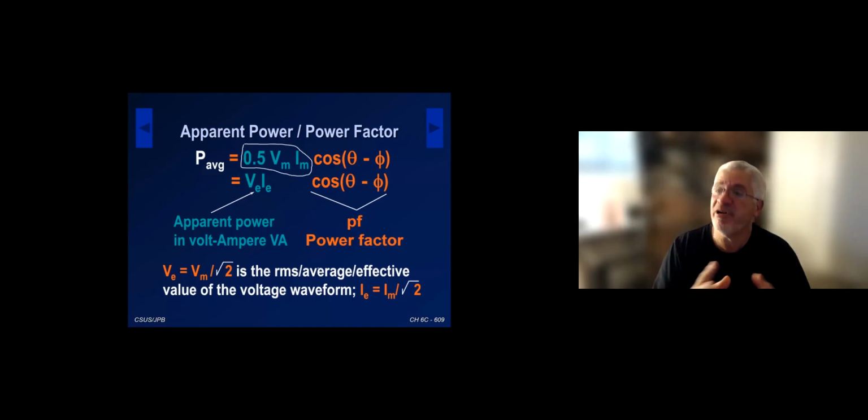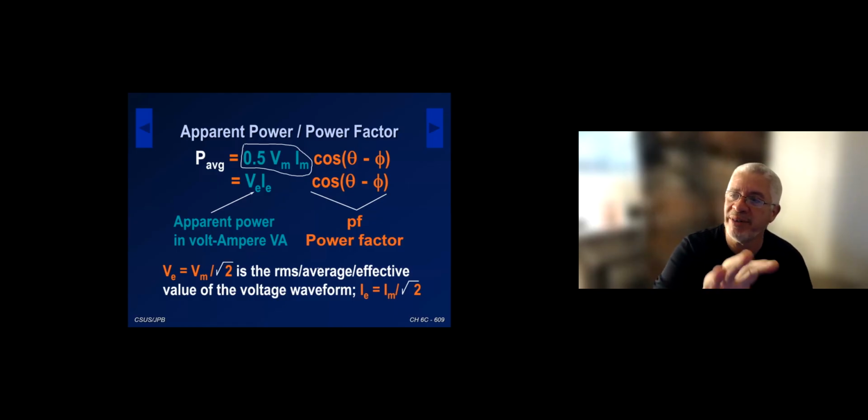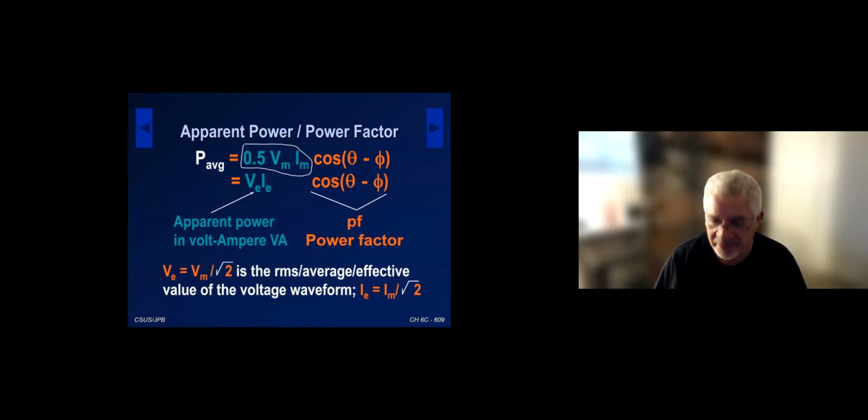So the average power is the apparent power multiplied by the power factor. Keep in mind the power factor is always less than or equal to 1. You cannot have a power factor greater than 1 by virtue of the cosine. This is why we say the apparent power is the power you think you're sending to the particular element, but it is multiplied by the power factor, which always makes that less.